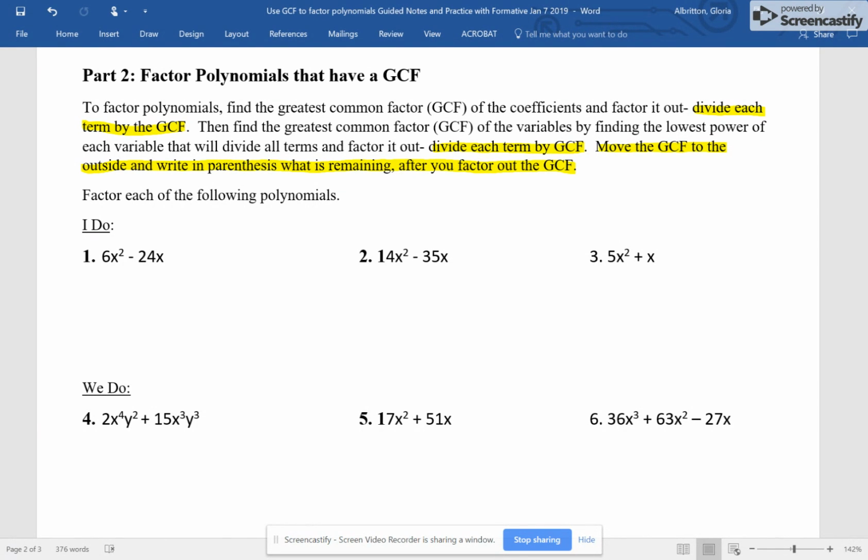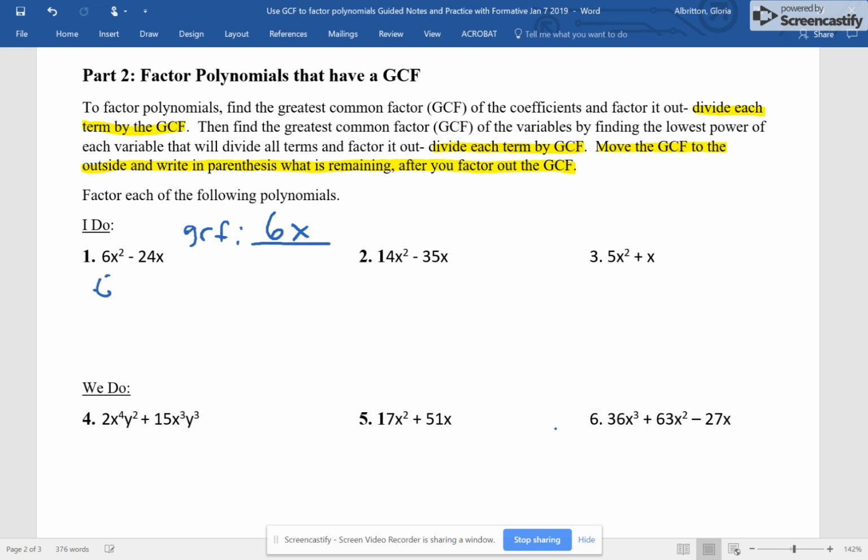Let's start with number one. We're going to factor 6x squared minus 24x. And we're going to use the greatest common factor if they have one. Keep in mind that sometimes they may not have a greatest common factor that you can use. The GCF of 6x squared and 24x is going to be 6x. The greatest common factor of the numbers is 6, and the greatest common factor of the variables is x.